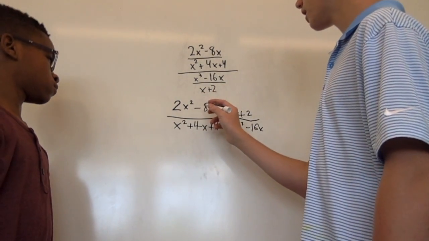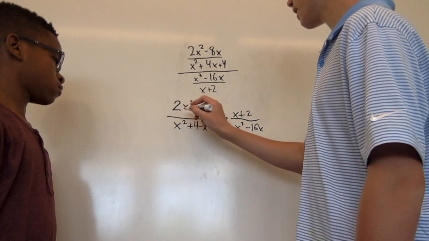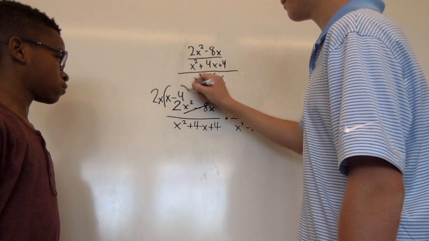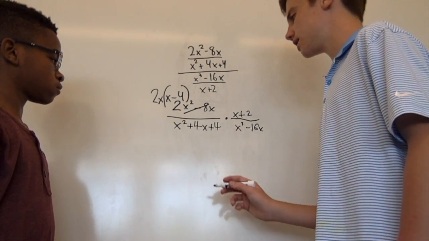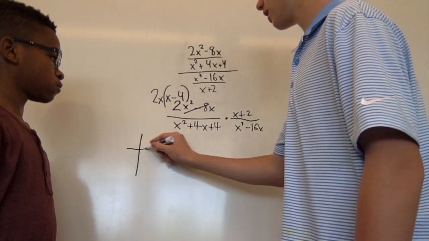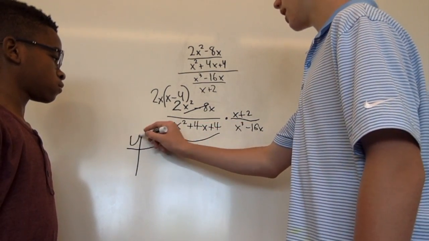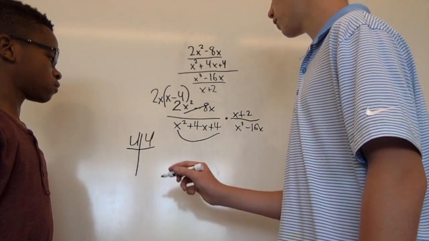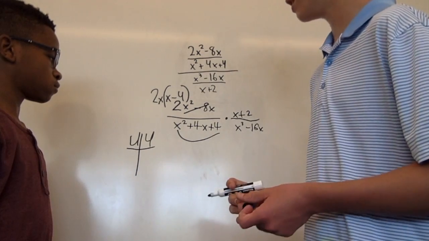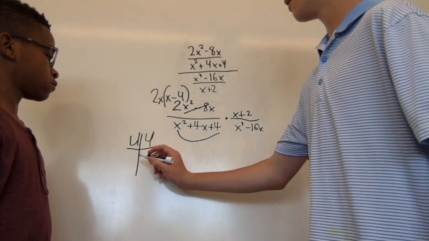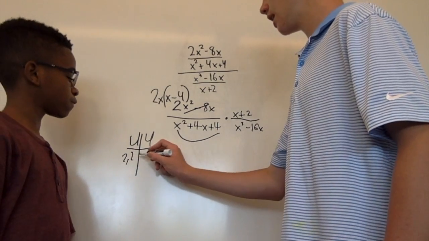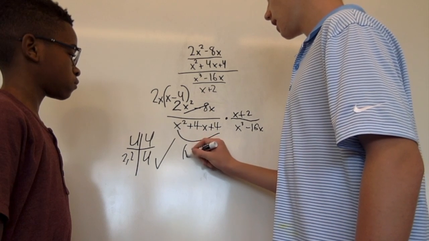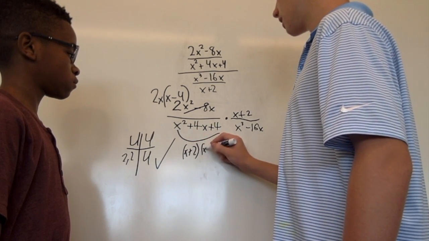So you can factor 2x out of 2x squared minus 8x, and you can make it 2x times x minus 4 right there. And then for this one right here, you're going to make a t-chart. So here, this times this, x squared times 4 equals 4, and then this is 4. So factors of 4 are 1 and 4, but that adds up to 5. However, 2 and 2, when you add 2 and 2, it adds up to 4, so that works. So then it's going to be x plus 2 and x plus 2.